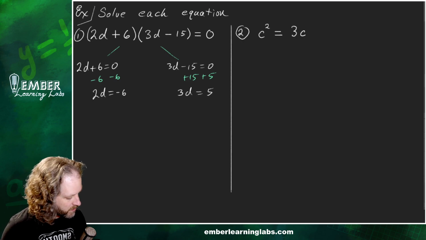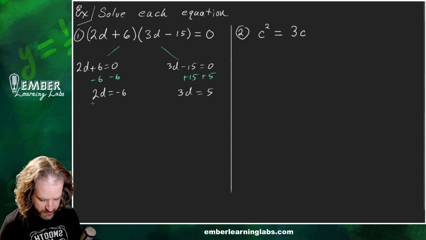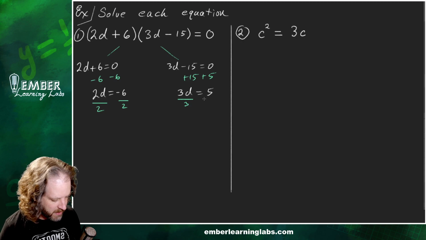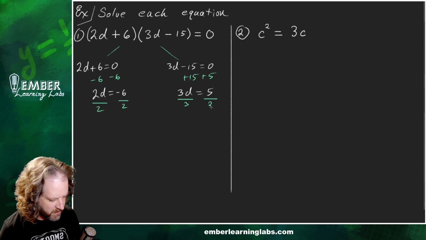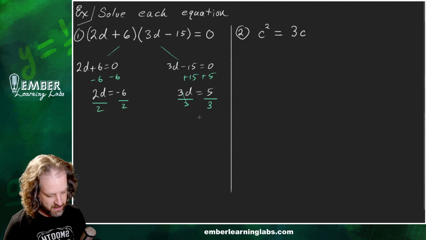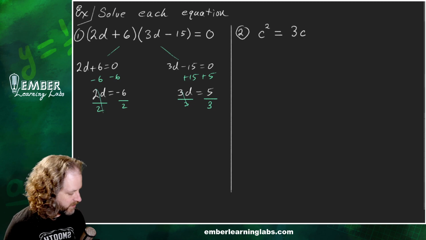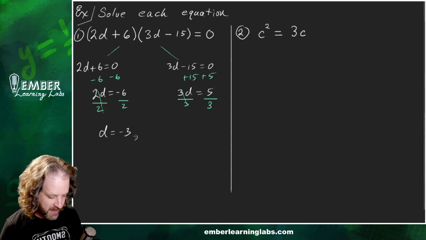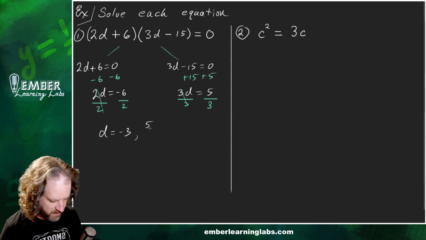Over here, we're going to divide both sides by 2. And over here, we're going to divide by 3. That's an ugly 3, but it'll be fine. And so we end up with d is equal to -3 from this one, and 5.